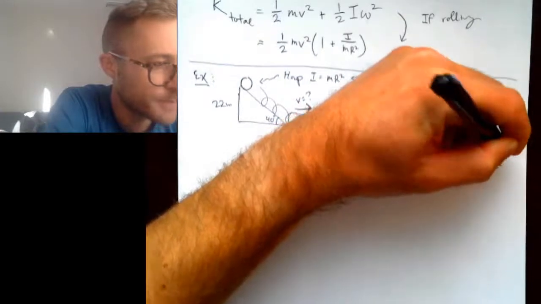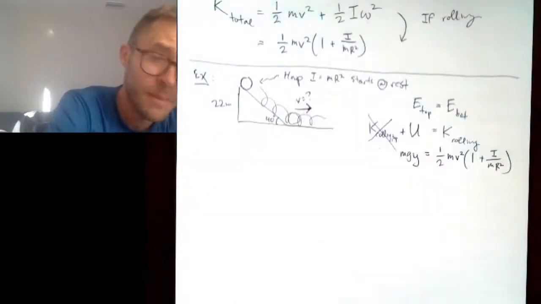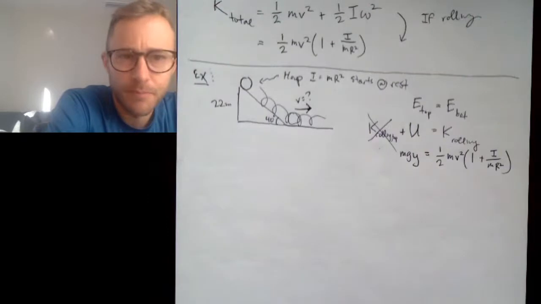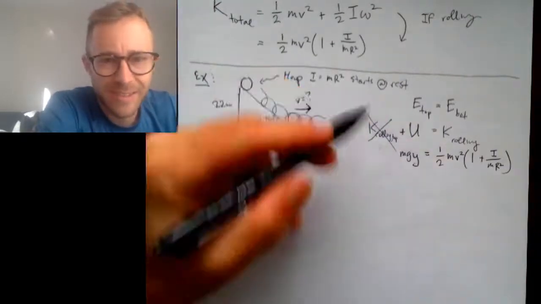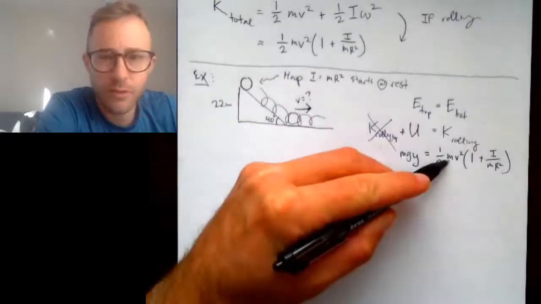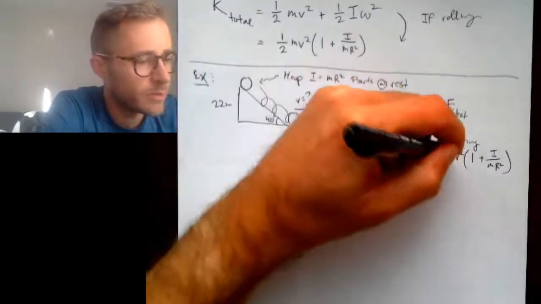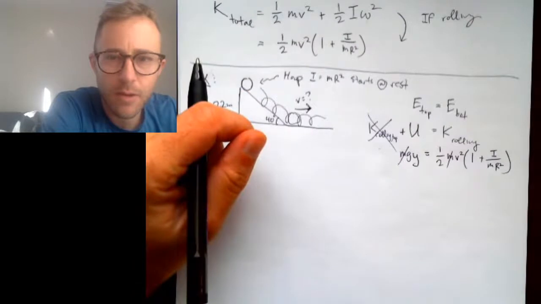And then rolling kinetic energy is 1/2 mv squared times the quantity 1 plus I over mr squared. Okay. So we can see that this mass will cancel out with that mass. So these two masses cancel. All right.